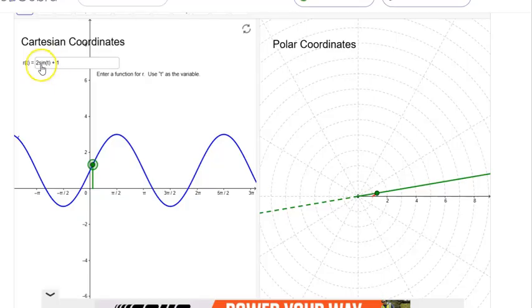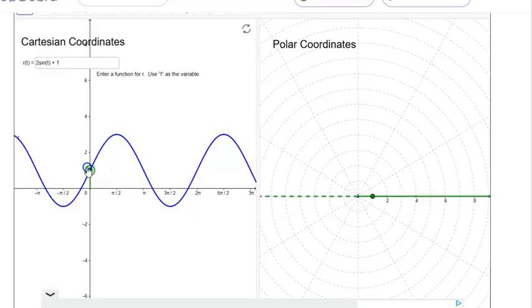So I'm going to graph it. The graph on the left is the xy plane, so x is your angle value and y is your r value, the distance from the origin. On the right side is what's going to happen when you graph this in the polar plane. So let's start at 0. Theta, the angle, is 0, and the r value is 1.